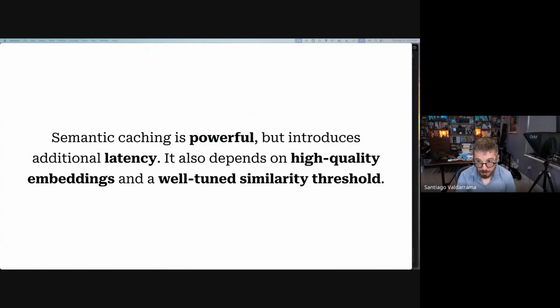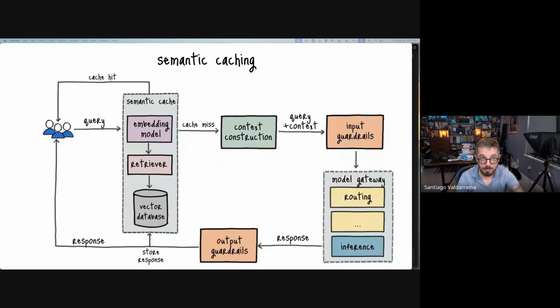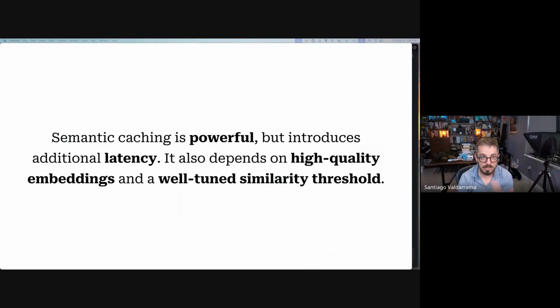Obviously, there are trade-offs because there are no silver bullets in computer science. There are always trade-offs. The trade-off here is that this is slower, way slower than a solution without the cache or than exact cache. Because here, for every query, you have to generate an embedding and you have to query the vector database, and that introduces extra latency.